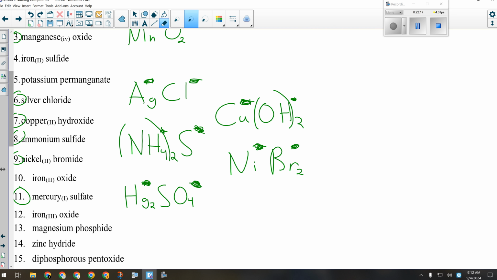Can I put brackets on that? I can, it's not wrong, but it's also not necessary, so I'm not going to. But if you had Hg2 and then brackets with SO4 inside, that's fine too. All right, how are we feeling about those?